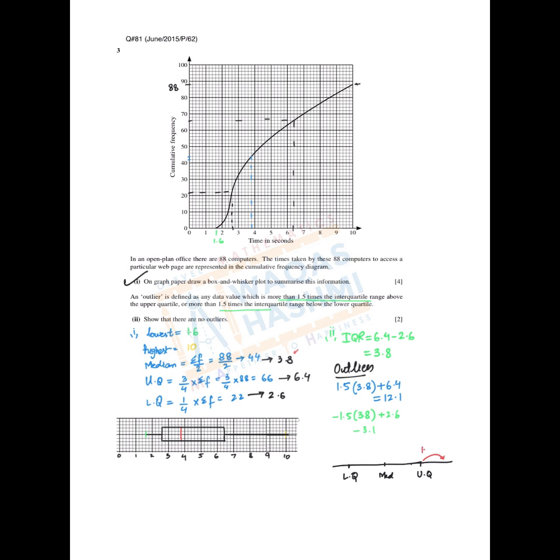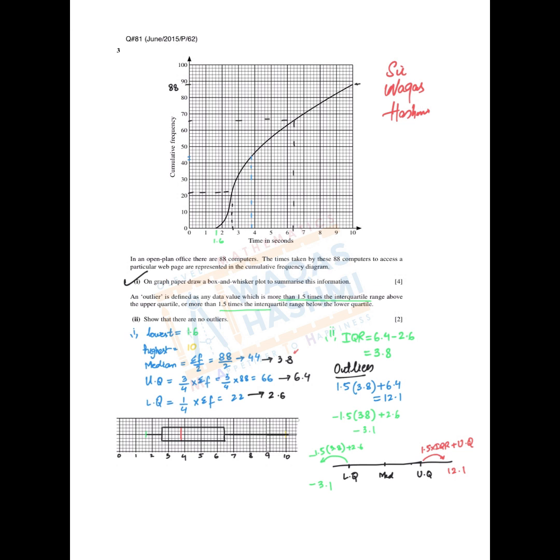1.5 times the interquartile range above the upper quartile, that means we need to add this to the value of the upper quartile, and the value we got here is 12.1, right? So that value is 12.1. Similarly, for the lower quartile, it says 1.5 times the interquartile range below the lower quartile, and the lower quartile is 2.6, so you get the value of minus 3.1.